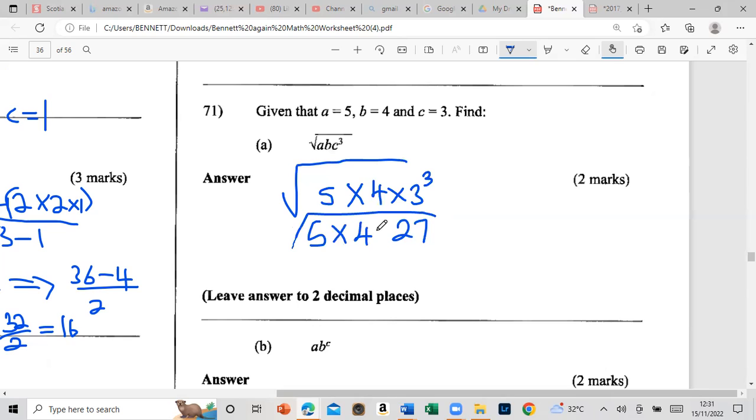Now we can multiply everything. 5 times 4 is 20, so that's 20 times 27. 10 times 27 is 270, double the 270, so that's 540. So it's the square root of 540. Oh Lord, I need a calculator for this.